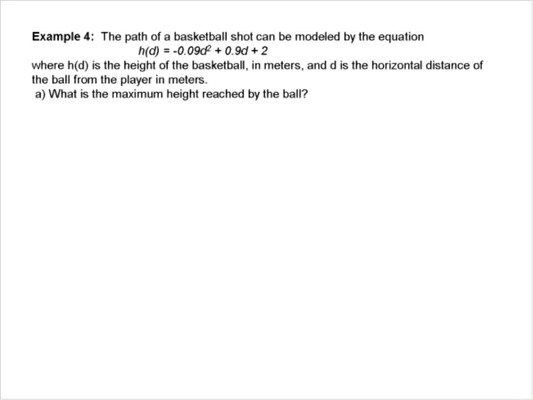Let's look at another one. We have a basketball shot that can be modeled by this equation: H of D equals negative 0.09 D squared plus 0.9 D plus 2, where H of D is the height of the basketball in meters and D is the horizontal distance from the ball in meters. Now that looks like a whole lot of gobbledygook to me, so we need to actually interpret what we have here.